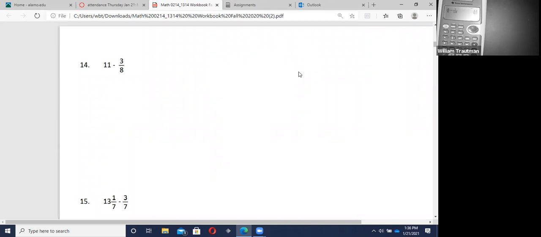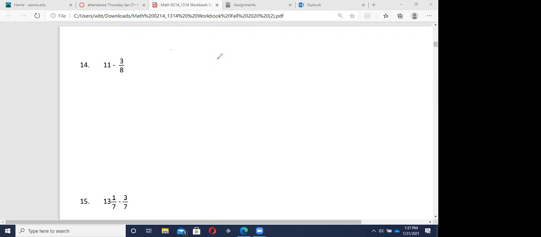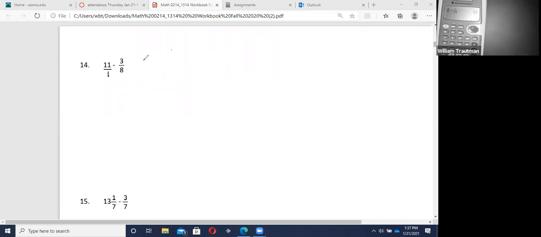How would you do this next one? Anybody have any ideas on this one? 'Cause I don't see a bottom there, so I can't say, are the bottoms the same or are the bottoms different? Don't we have to convert that 11 into a fraction? Yes, it's 11/1. Now the bottoms are different and we go to subtracting fractions with different bottoms.